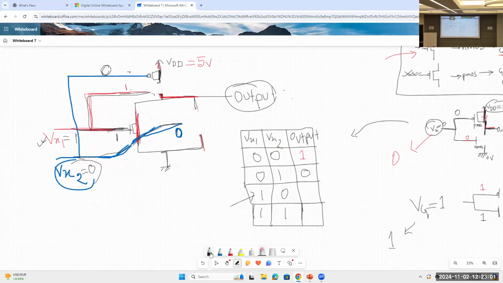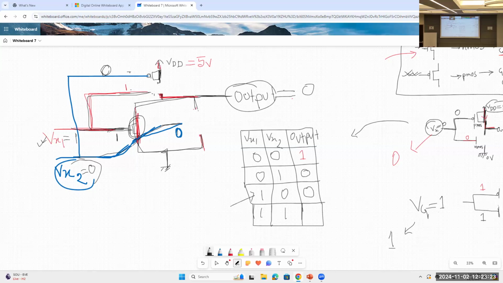0 volt, because there is no connection to VDD; there is a disconnection here. So VDD is not connected here, but this MOSFET is turned on. That's why 0 volt will come to here. So we will get 0 as an output.